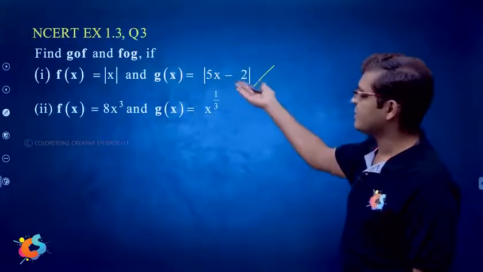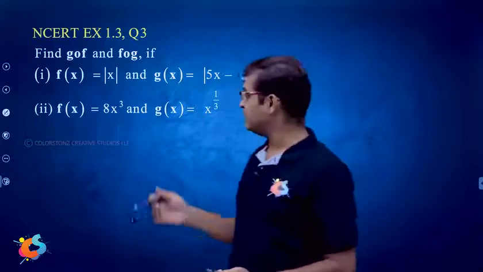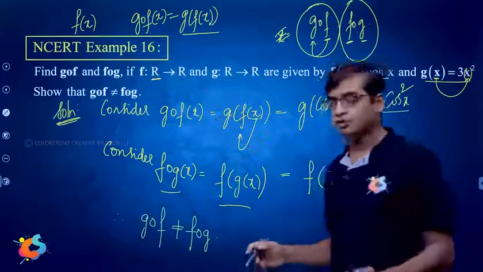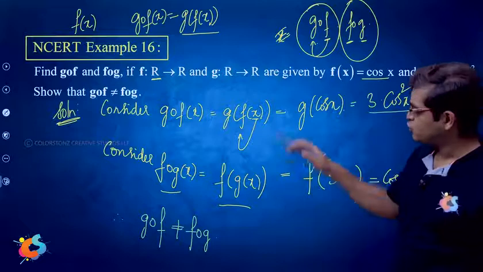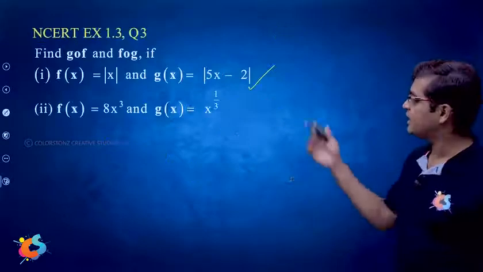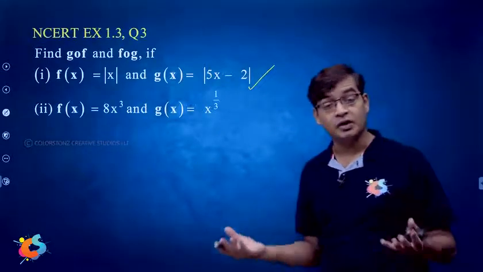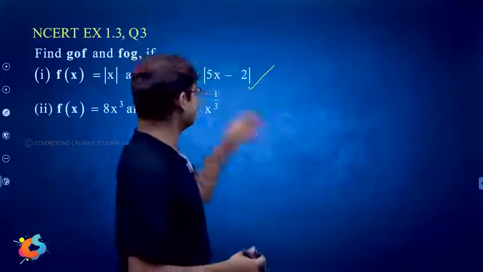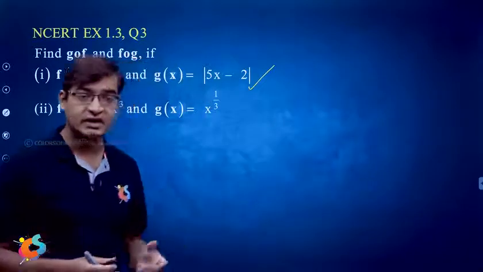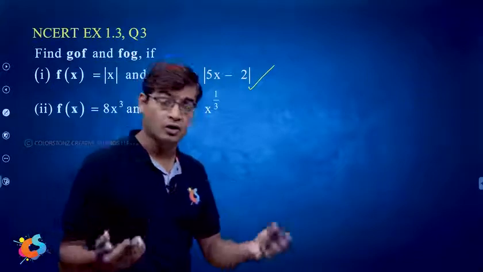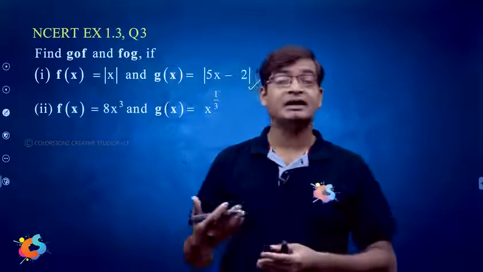The difference is there is no domain codomain given here. Here clearly it is mentioned f is mapping from R to R, G is mapping from R to R. So therefore we clearly did the problem. Here nothing is mentioned. Then what is the domain? What is the codomain? Is F circle G defined? Is G circle F defined or not? How do we make a conclusion?